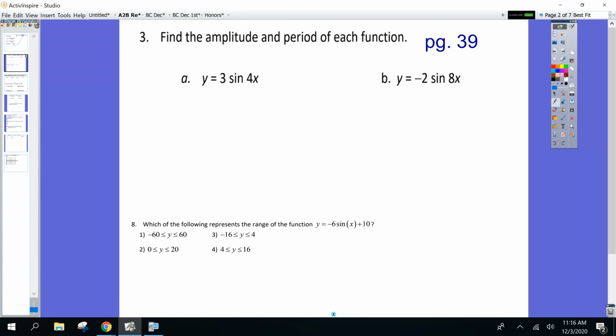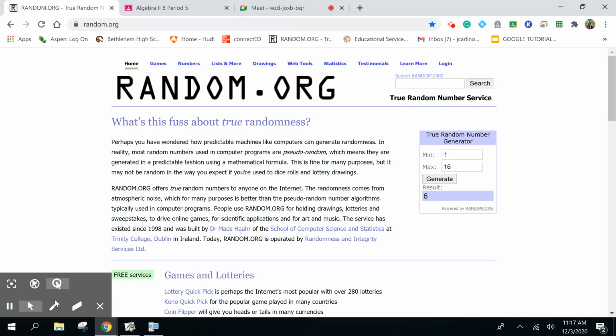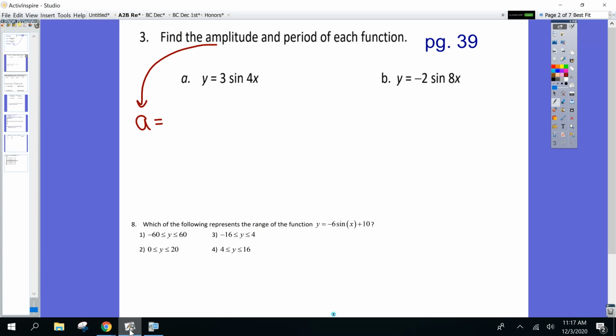Number 3, on each equation, find the amplitude and the period. Amplitude, again, that's my A value. Hopefully at this point in the unit, you know where that's located in the equation. Come on, let's do this. Bassett, what do you got? What's my A value? 3, the number out in front. And just a reminder, it's always positive, that A value.